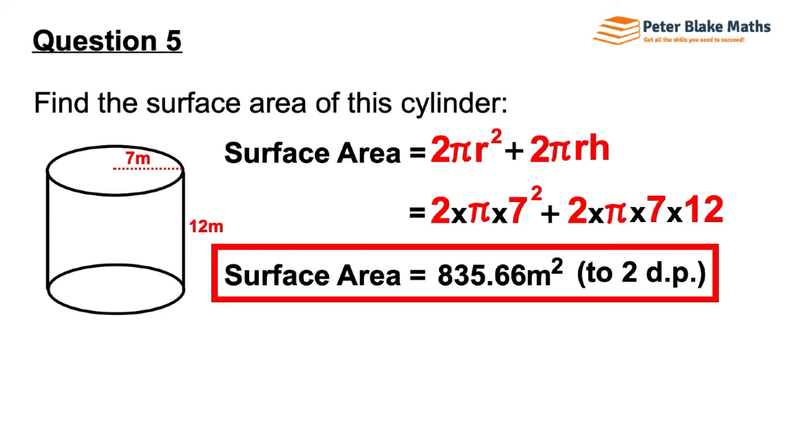We'll type that all into our calculator and get a surface area, in this case, of 835.66 meters squared. The question didn't indicate how we should round it off, so we can just decide that. So your answer might vary, and we should tell the marker how we've rounded it off, just to be clear. In the original question we had meters for the radius and the height, so we need square meters because it's a surface area that we're finding.